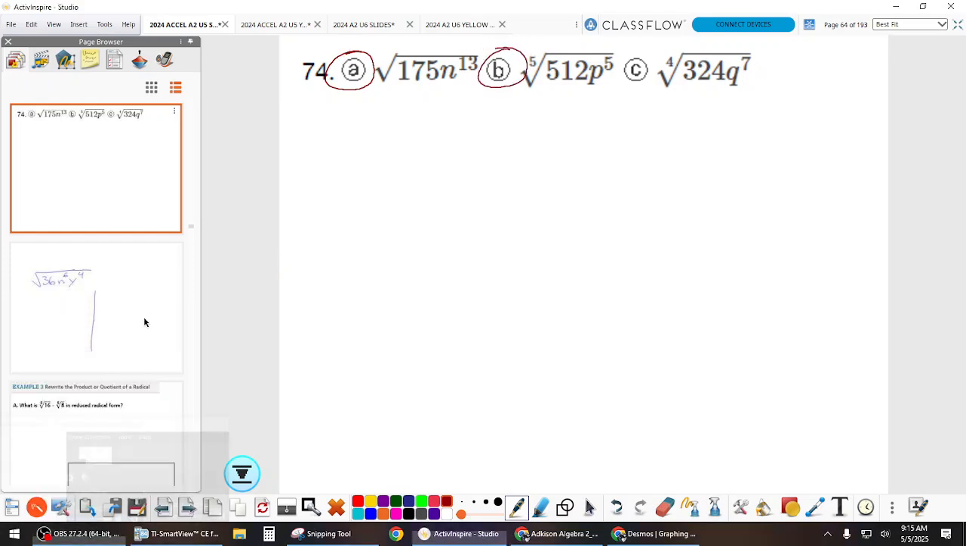What's a good starting point to prime factor this one? Five. 35, 525. 5 and 7. Okay, so even though it's a kind of bigger number, we only have 3 factors, which is nice.